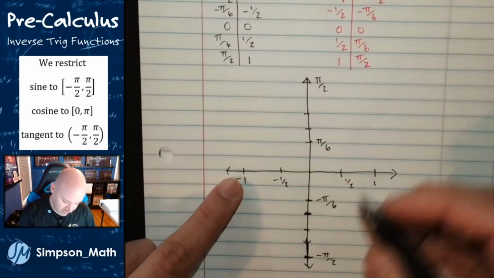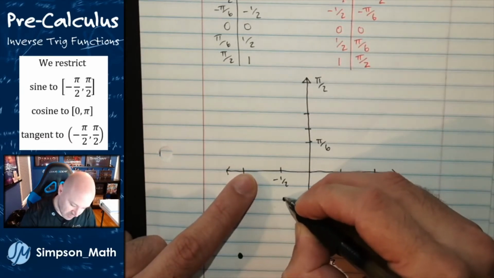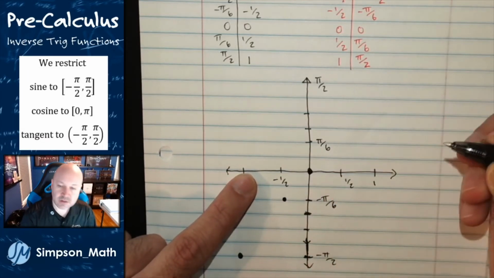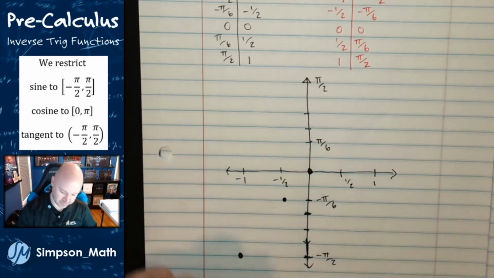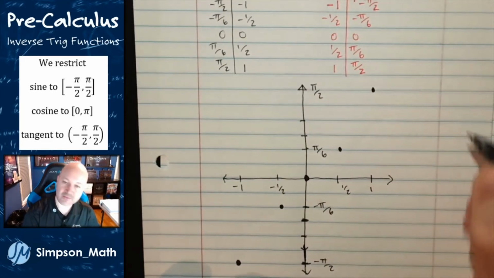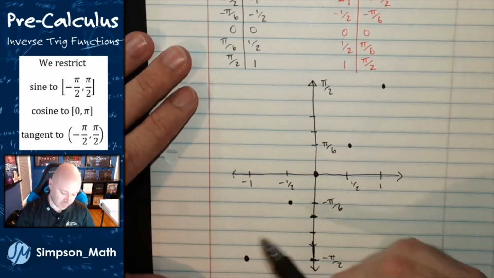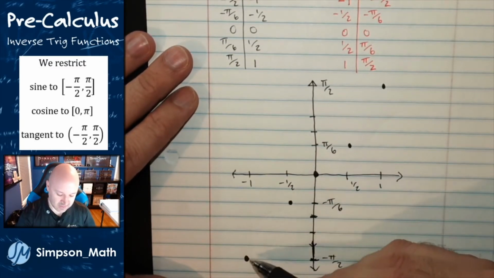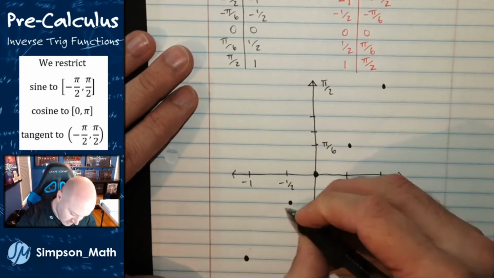Negative 1 maps to negative pi halves. Negative 1/2 maps to negative pi 6. The origin, the zeros were interchanged, but it's still 0, 0. 1/2 goes to pi 6, and 1 goes to pi halves. Now this looks a little bit different. I mean, it's very similar. It has this curve up to 0 and a curve out, but it's slightly different.